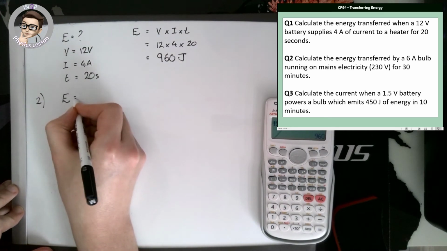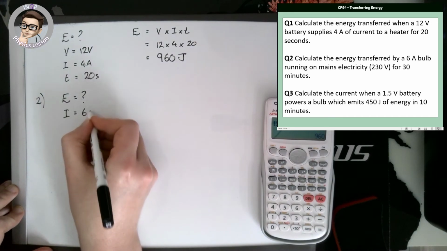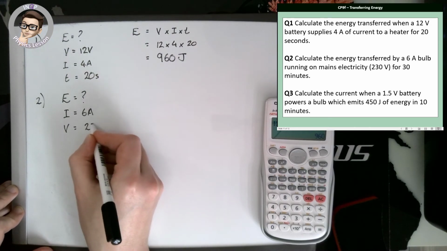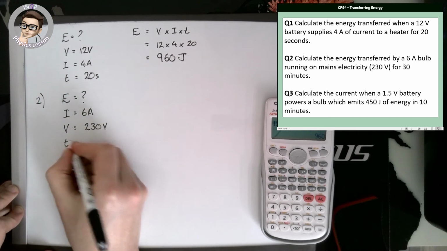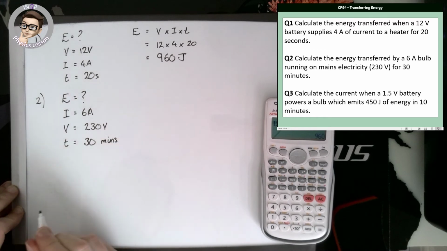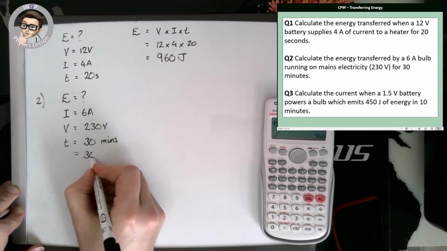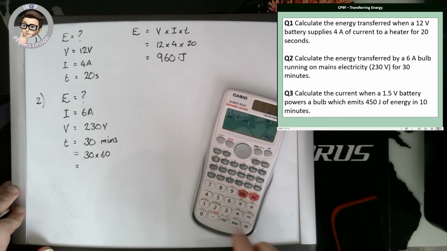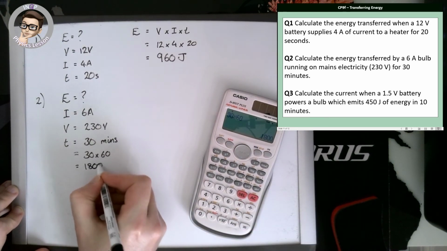So calculate the energy. Again, we don't know it. So this time we know it's a 6 ampere bulb. It's running on mains electricity, which we'll come to in a later video, which is 230 volts, and the time is 30 minutes. So first step is obviously to convert the time, and this will give you your first mark. So we're going to have 30 times 60, which is going to give us 1,800 seconds.